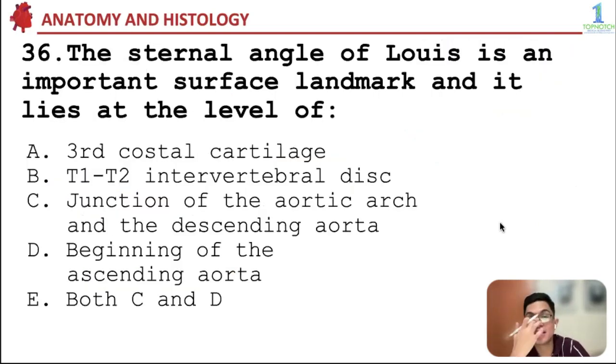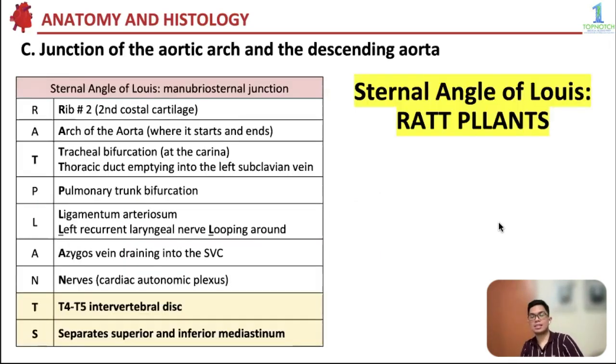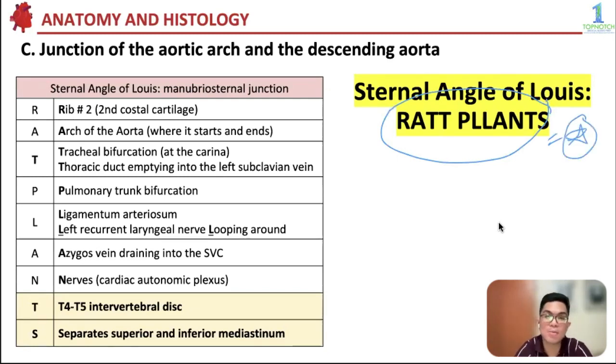All right. Next question tayo, sternal angle of Louis. What structures run at the level of this? It's only letter C, the junction of the aortic arch and the descending aorta. Okay, bakit? So this mnemonic has been with me since first year med school and it has never failed me. Basta sternal angle of Louis yung pinag-uusapan. So, rat plant yung original pero dinagdagan ko maging rat plant. So first, R, rib number 2 and the second costal cartilage. So the sternal angle of Louis kasi is in the junction ng manubrium sa sternal body. And if you feel it, that's around rib number 2.